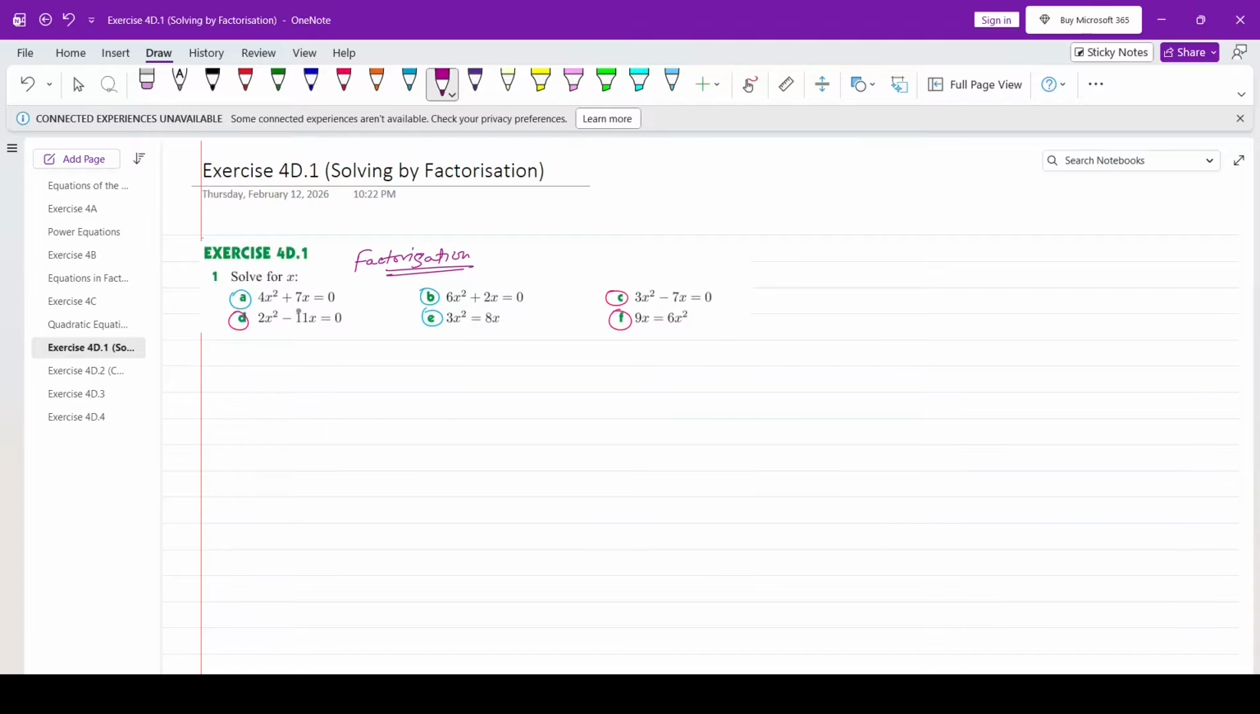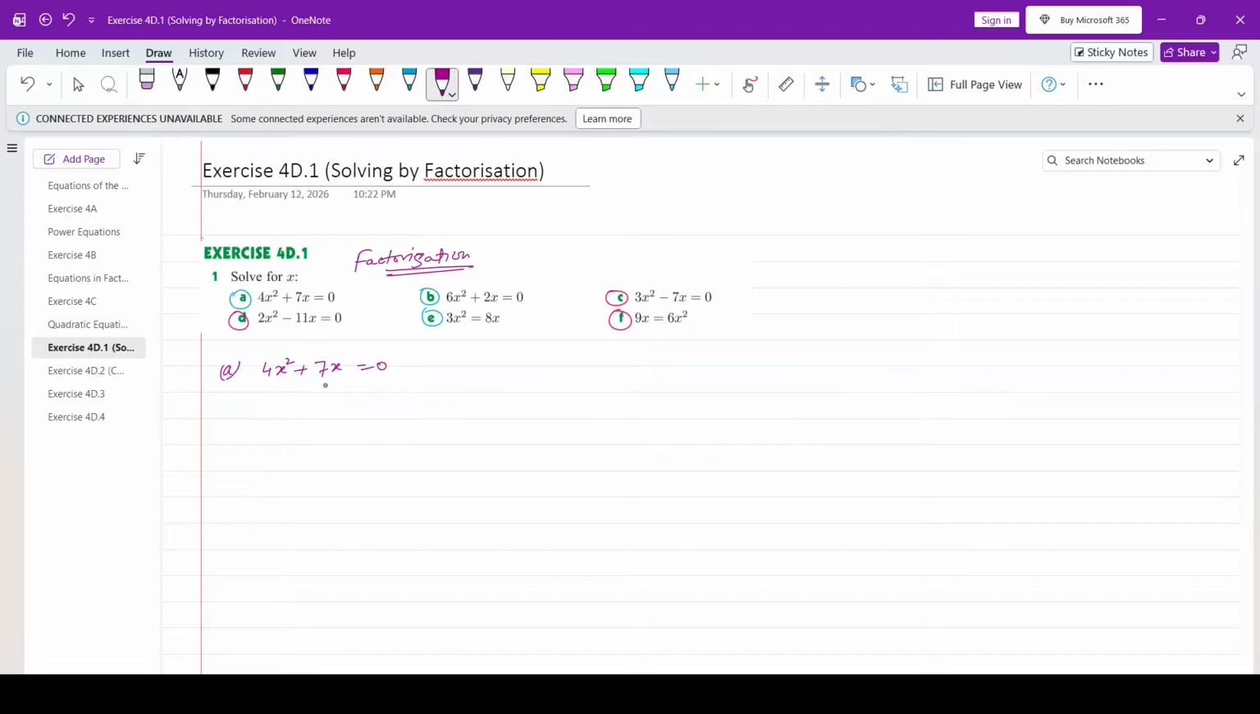Now solve for x by using factorization method. So 4x square plus 7x is equal to 0. While factorizing, we need to write this equation in terms where two numbers are multiplied together, such as a into b is equal to 0.